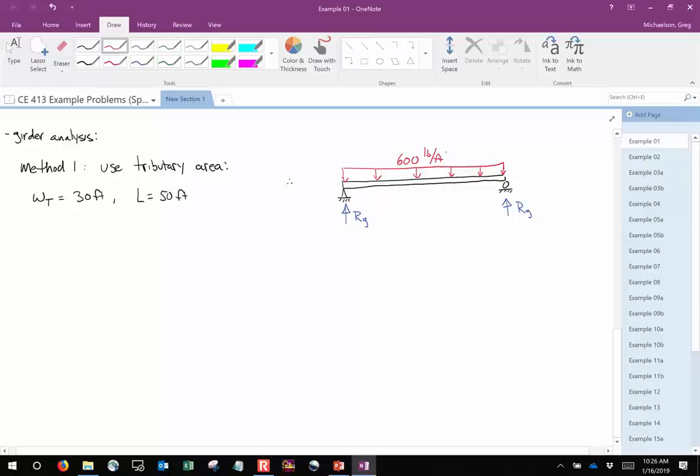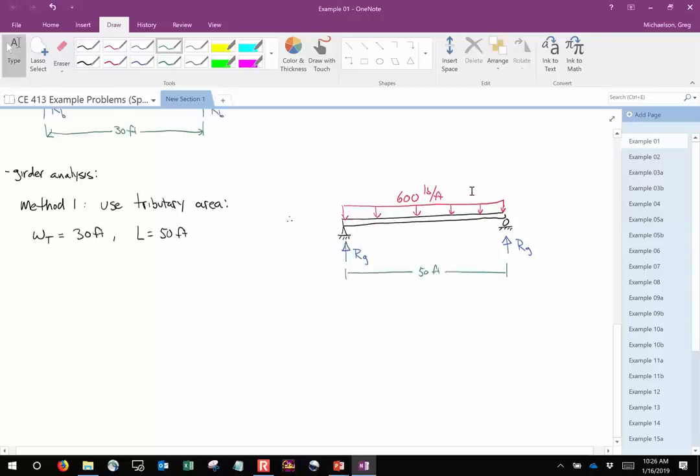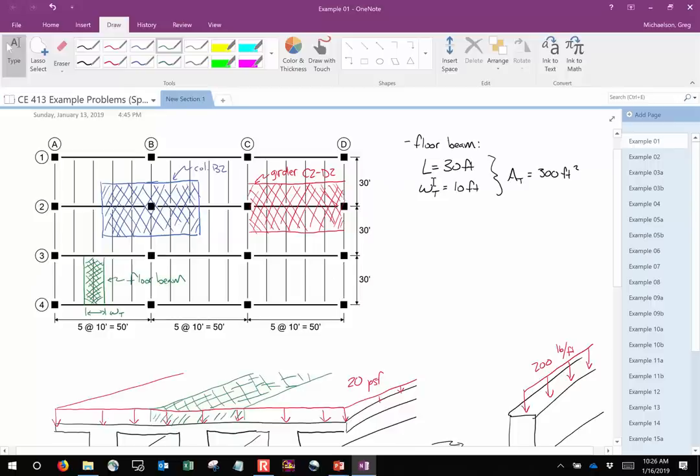That's a great question. How long is the beam? The length of the beam is 50 feet, or the girder is 50 feet. But the load is applied over that width of 30 feet. Think about it like this. The girder is going this way, so you multiply it by the transverse width, the width this way, just like the beam here was going up and down, so the width was that way. That's a great question. Make sense?